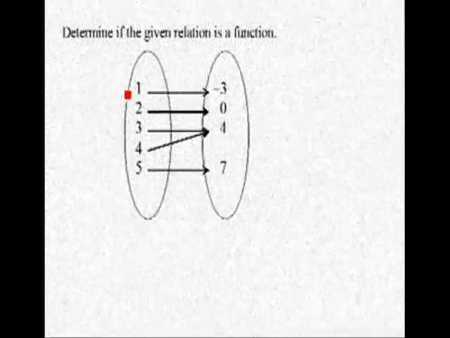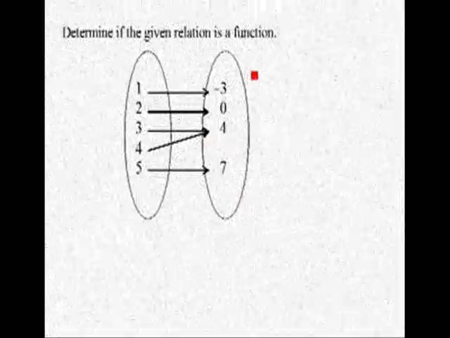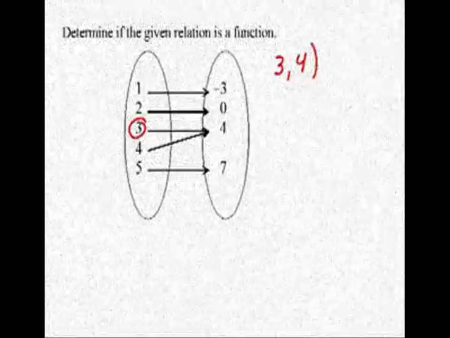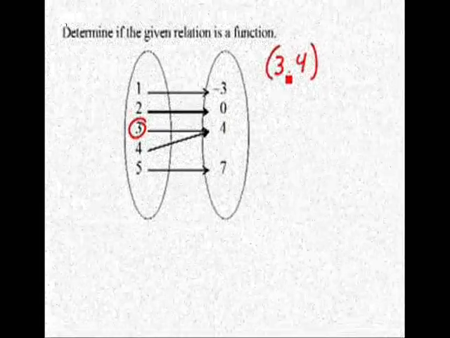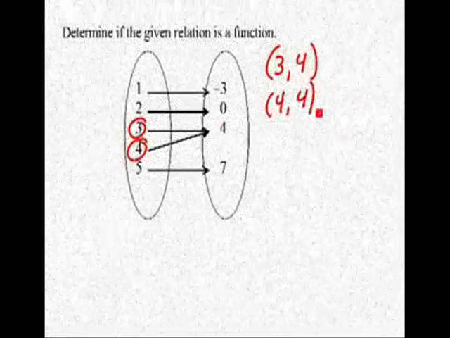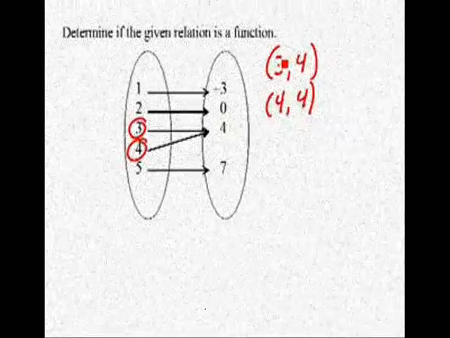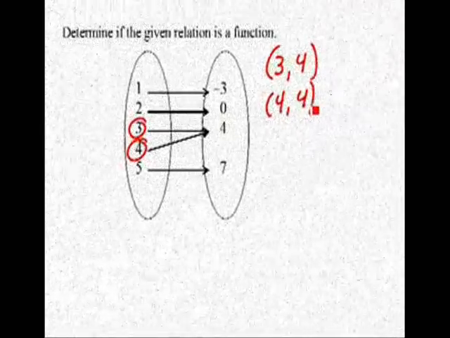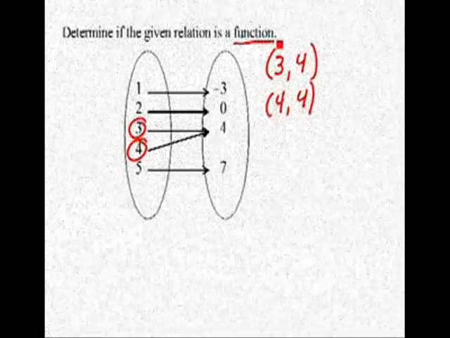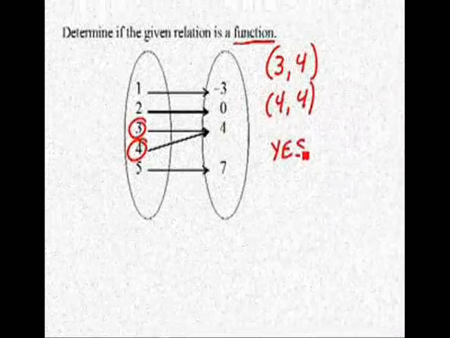In this case, every domain value that we have listed here also is assigned just one y value. We observe that for the domain value of 3, the range value is 4, and for the domain value of 4, the range value is 4. This is still a function because each x value has only one y value. They may have the same value, but we do not have one x assigned two y's. Therefore, this is a function.